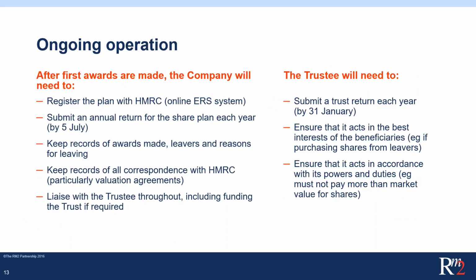A few things that you need to be aware of after the first awards have been made. You need to register the plan with the Revenue on their online employment-related security system. You need to submit an annual return for the share plan each year. Keep records of the awards made, leavers and the reasons for leaving. You need to know the reasons for leaving because the legislation sets out what a good leaver is. So you need to make sure that if you're treating a person as a good leaver, they do fall within the requirements of the legislation.